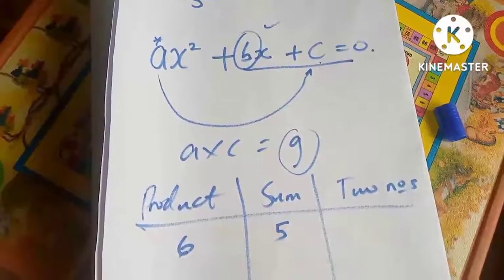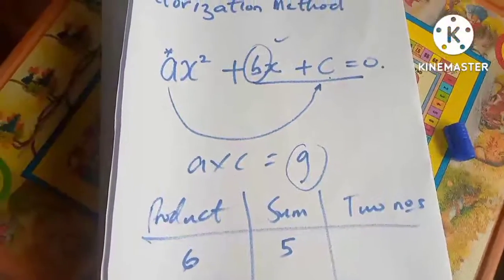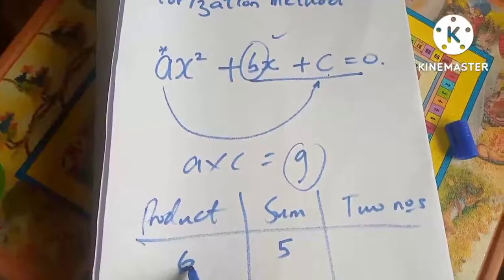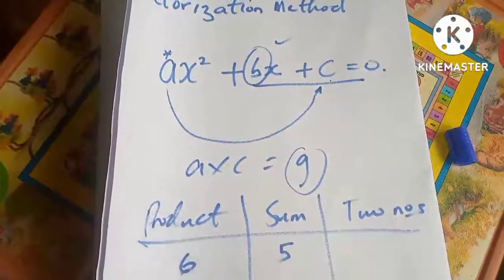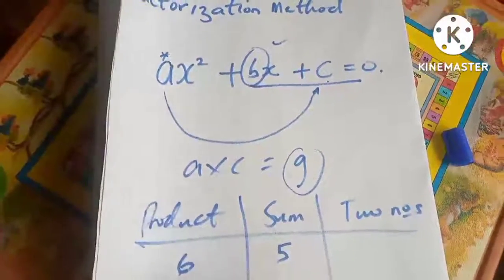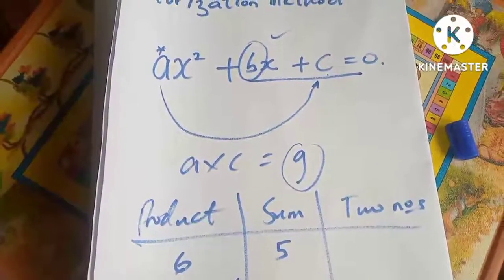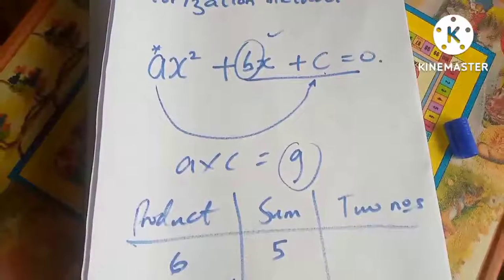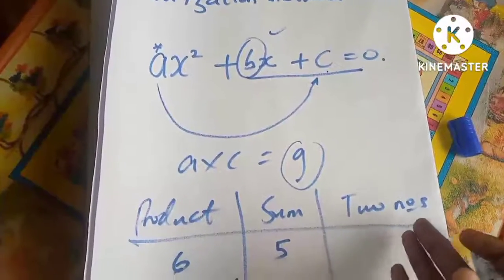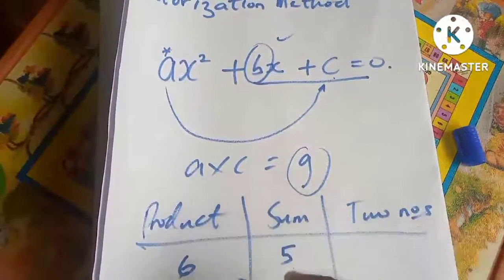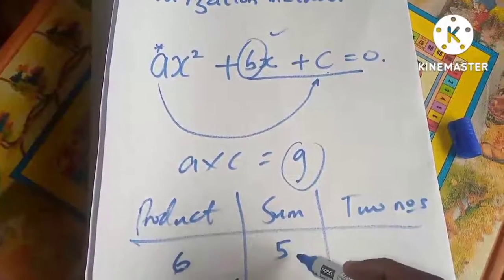What am I going to think of? I will think of, okay, what are the factors of 6? Factors of 6 are 1, 2, 3, and 6. So which two out of these factors can I pick that will satisfy what I'm looking for? That is, the product will be 6 and the sum will be 5.